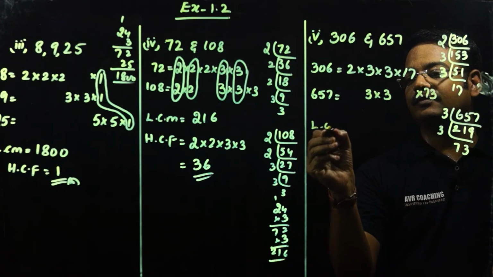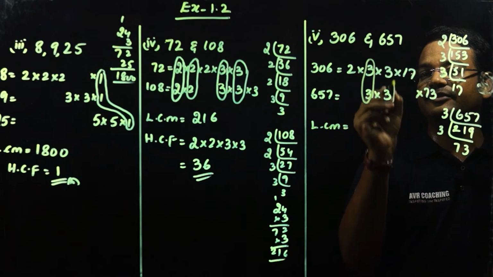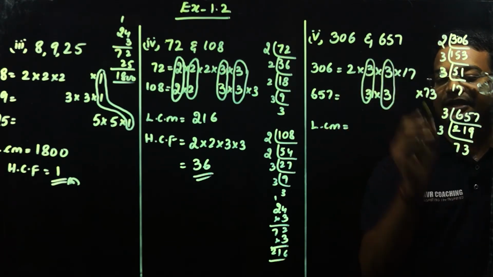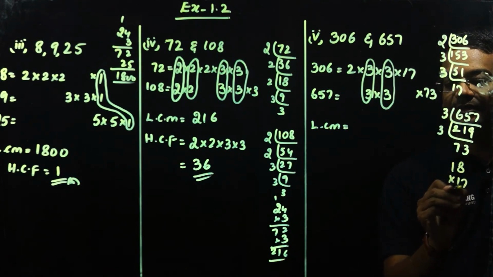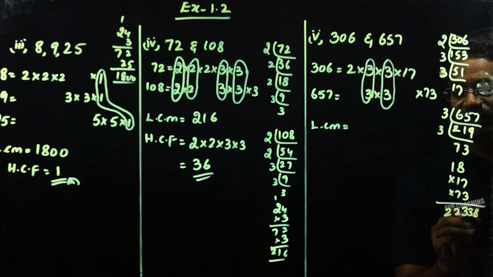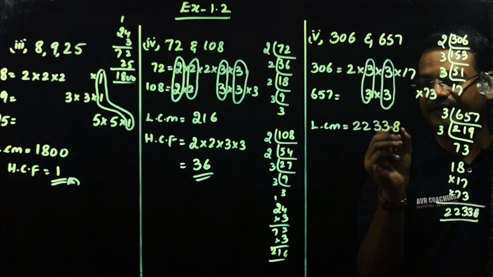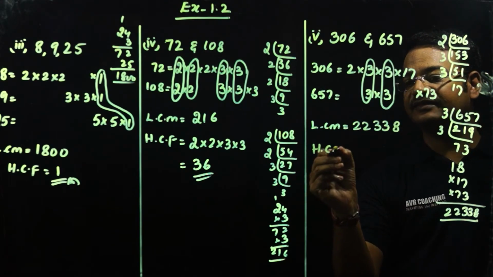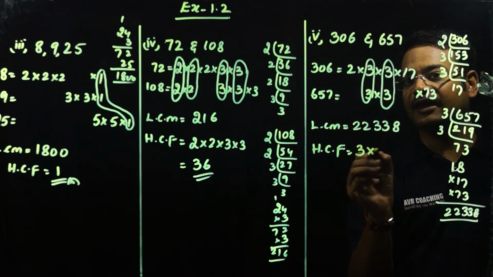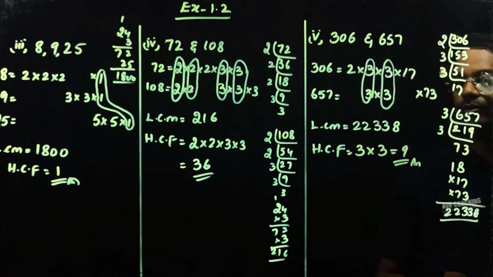So the LCM will be: this 3 is repeating, this 3 is repeating, so 2 into 3 is 6, 6 into 3 is 18, 18 into 17 into 73 will be 22338. You can calculate if you want. So 22338 is the LCM, and the HCF will be only the numbers which are repeating, 3 and 3. So the HCF will be 9 and the LCM is 22338.